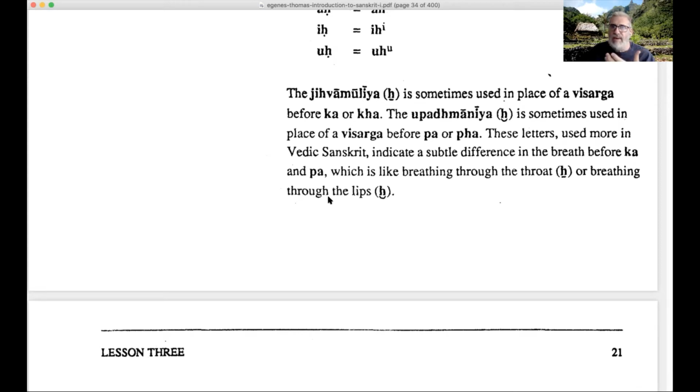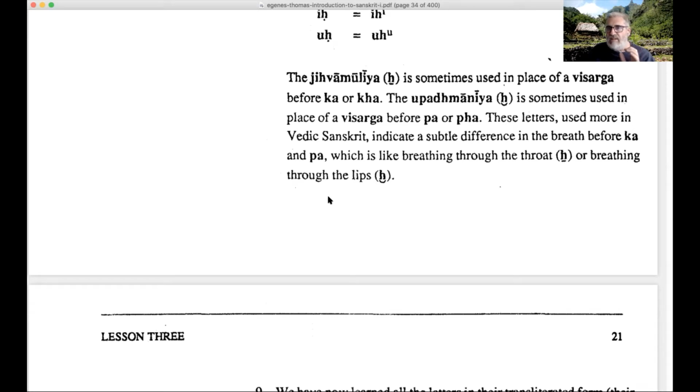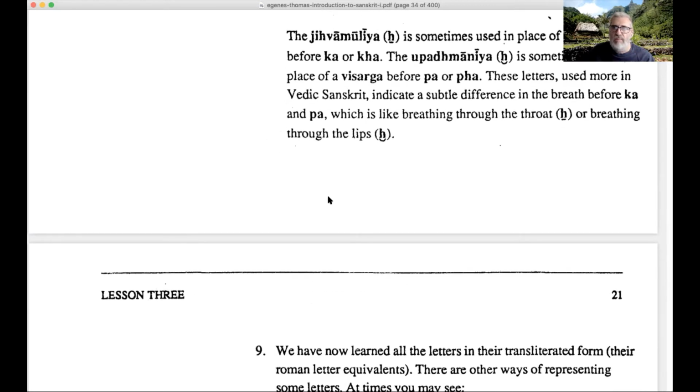And the upadhmaniya, when you see a little chandra bindu, a little breve or a little U-shaped symbol underneath the H, that is called an upadhmaniya. That is when the visarga comes before pa or pha, right? When it comes before those, it's pronounced like an F. So purnamadah, like that. Because purnamidam starts with P, and we have a visarga at the end of purnamadah, it becomes purnamadaf, right? So these letters, used more in Vedic Sanskrit, indicate a subtle difference between the breath before ka and pa, which is like breathing through the throat, or breathing through the lips. When we breathe through the lips, we say fa. When we breathe through the throat, we say kha. So upadhmaniya and jihvamuliya.